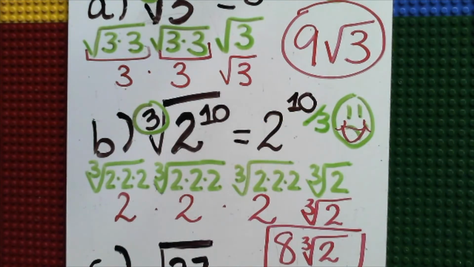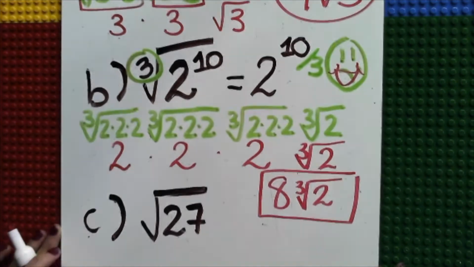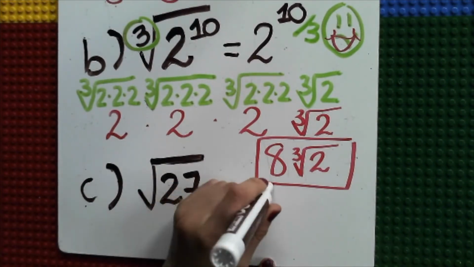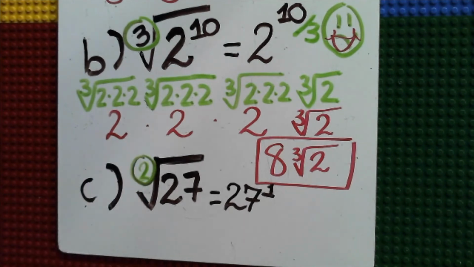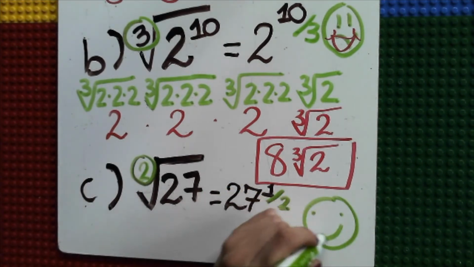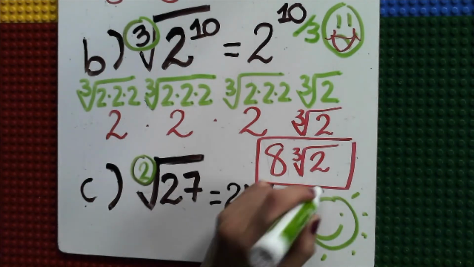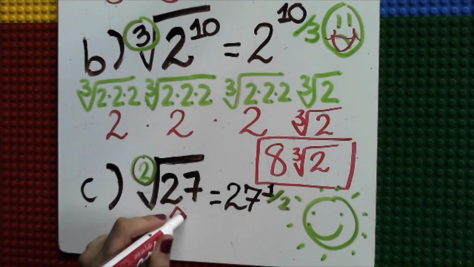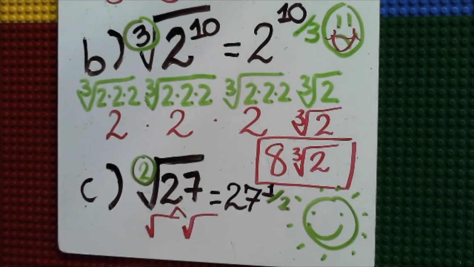Finally, let's do the square root of 27. 27 to the first power divided by 2. There's not much I can do here again, but I am happy because I know exactly how to handle this. I have a couple ways to go about this. What are the factors of 27? 9 times 3 is equal to 27. The square root of 9 is 3, and the square root of 3 remains.